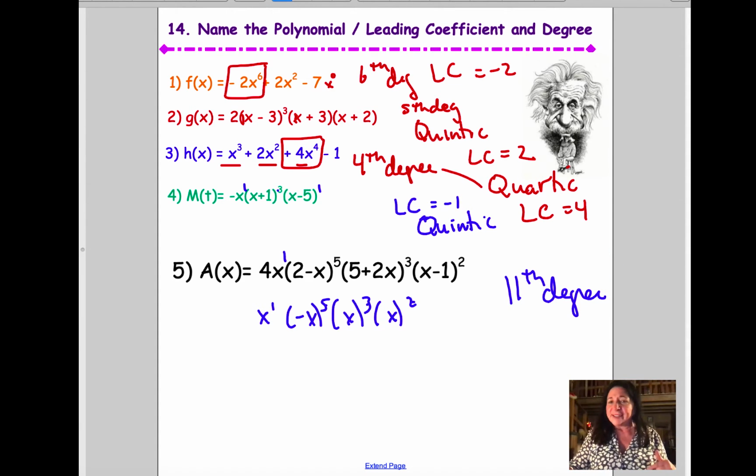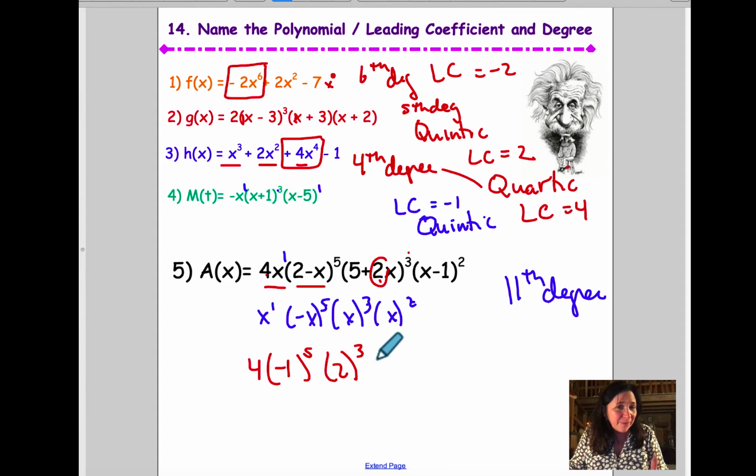And so now I need to take my coefficient. Now this is where you're going to get mixed up, maybe. Okay, coefficients. This is negative 1. So negative 1 to the 5th power times the 4. That's so far this and this. Then see the 2 to the 3rd power. I think you missed that one. And then this is 1 squared. So that's 1 to the 2nd power.